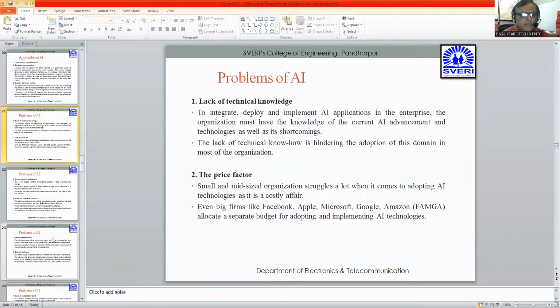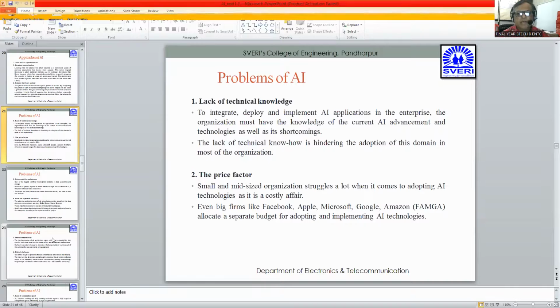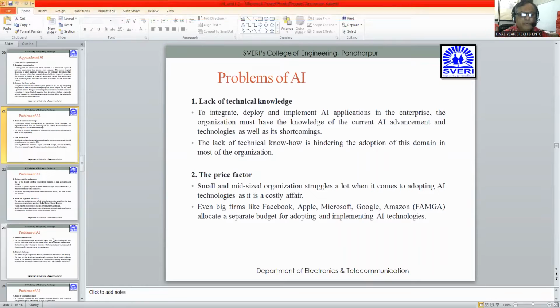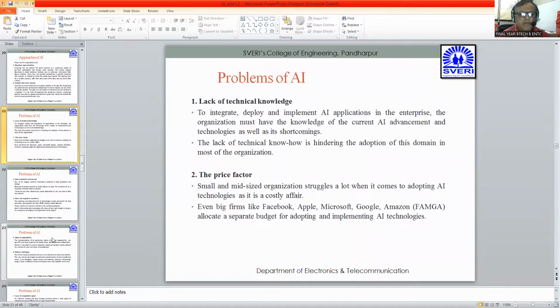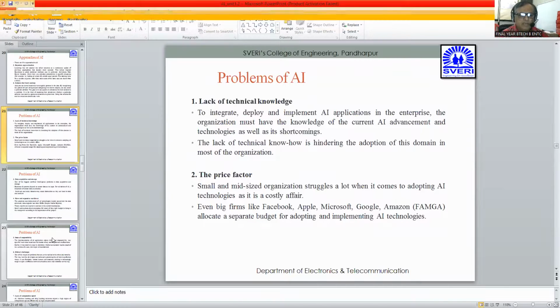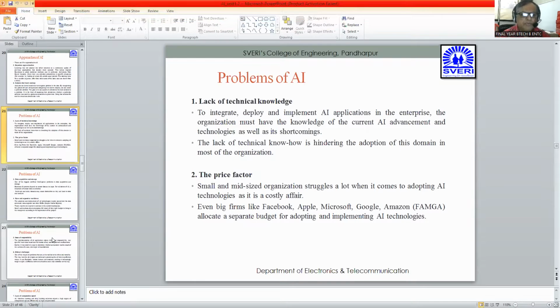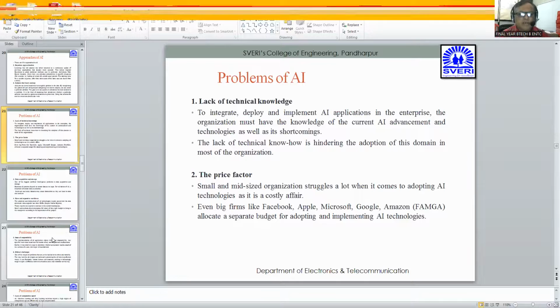The first is lack of technical knowledge. Obviously, the AI field is quite a complicated field. It's a complex subject to understand, and we should know it, but it's difficult to gain expertise in artificial intelligence. So the lack of technical know-how is hindering the adoption of this domain in most organizations. The lack of knowledge as far as AI is concerned is not helping any organization.